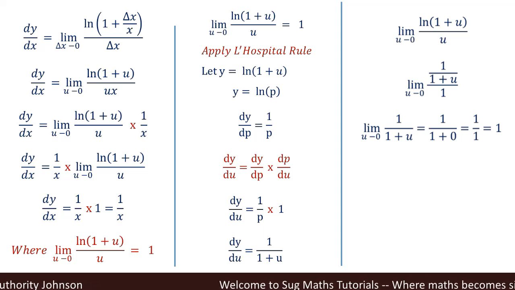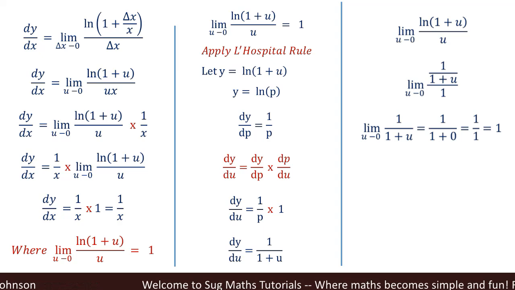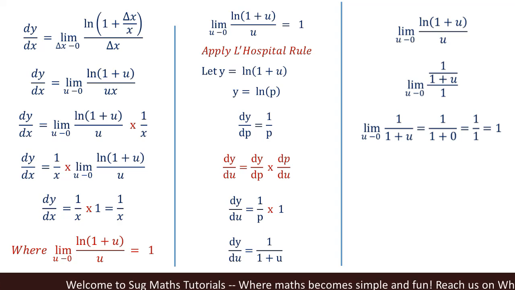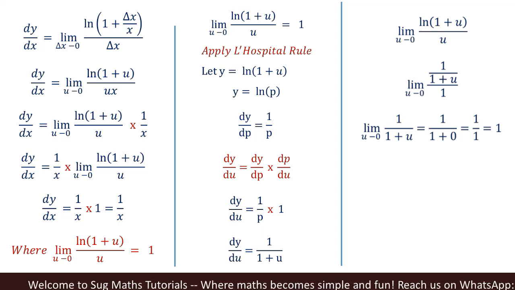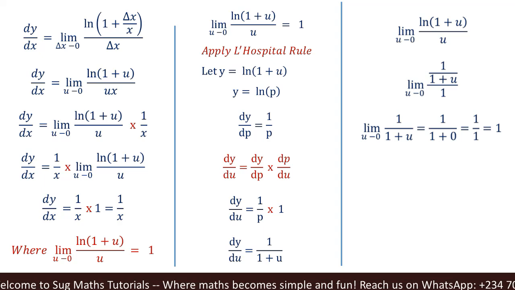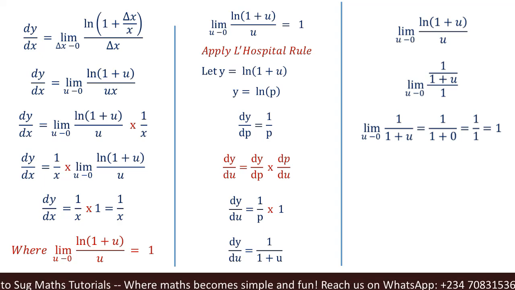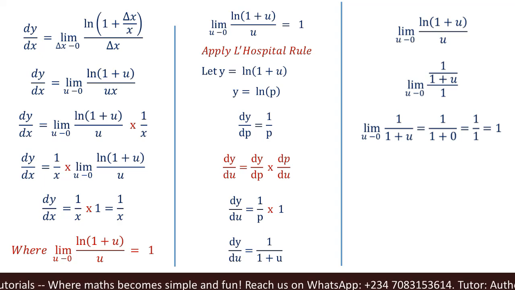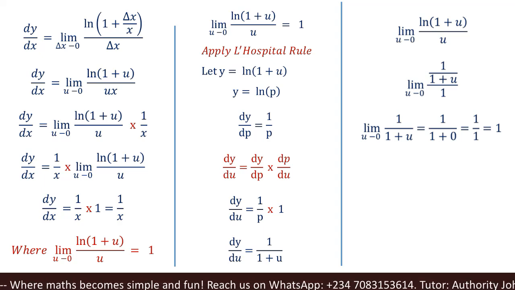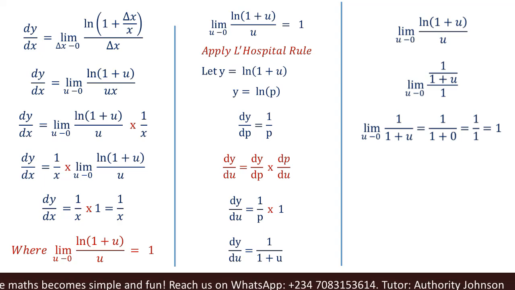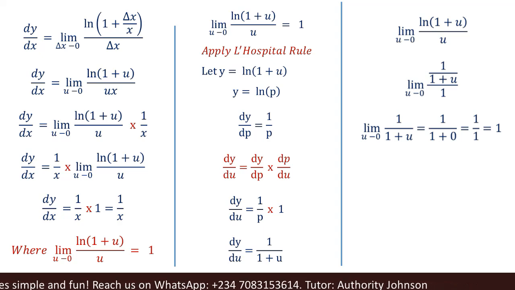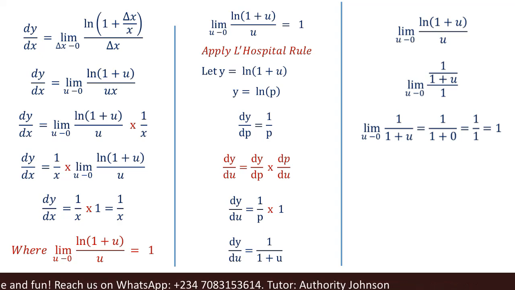So therefore, the derivative of y equal to ln of x, dy dx, is equal to 1 all over x. So this is the solution on how to find the derivative of ln of x using the first principle, or by definition. The derivative of ln of x is equal to 1 all over x. Hence the proof.